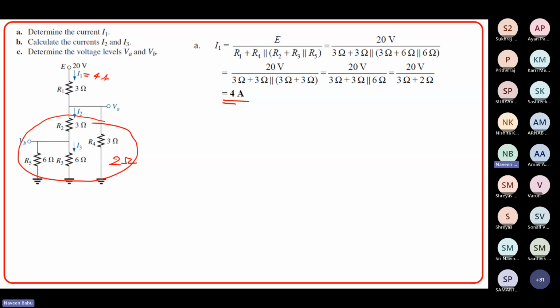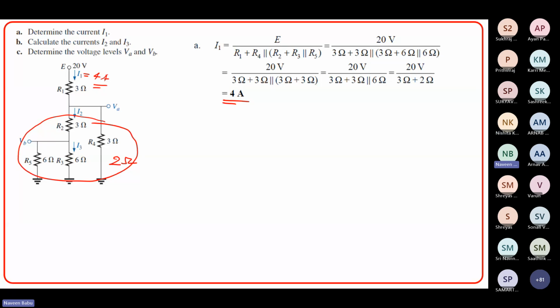How did I do it? I just found the equivalent resistor RT. 6 parallel 6, which is 3. 3 plus 3 is 6. 6 parallel 3 is 2. And 2 plus 3 is 5. And 20 divided by 5, which is 4 ampere. That's how I found out I1.